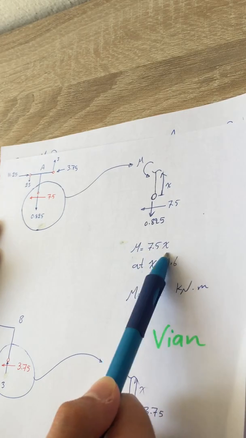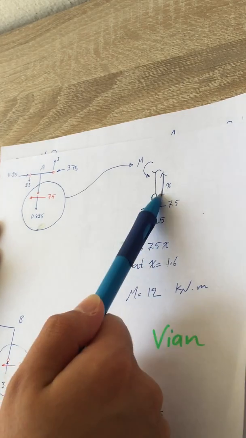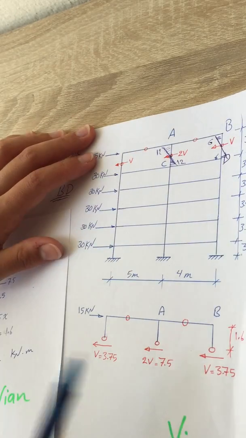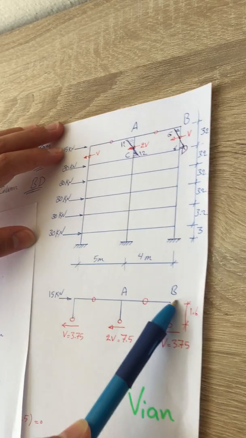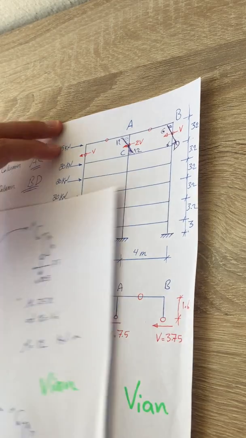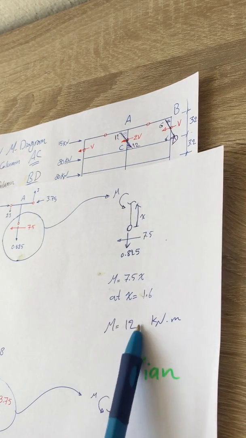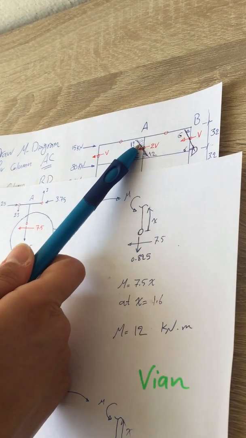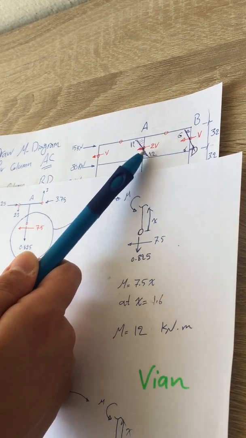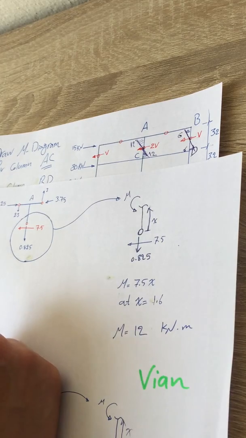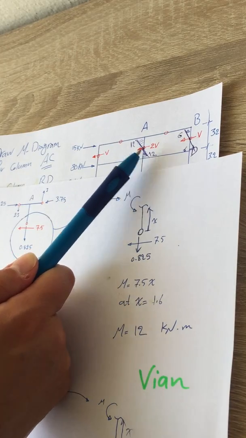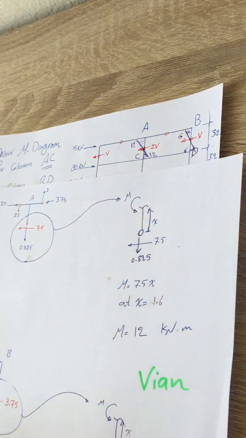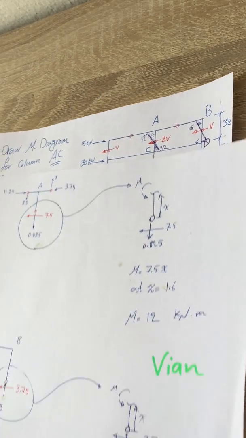So the moment equation is going to be 7.5 times x. This is the distance. So if x is 1.6, this is the distance, it's going to be 12. 12 is positive, so I'm going to draw it. For this side it's positive, and the other side it's going to be compression as well. Here it's going to be 0 because it's an internal hinge.